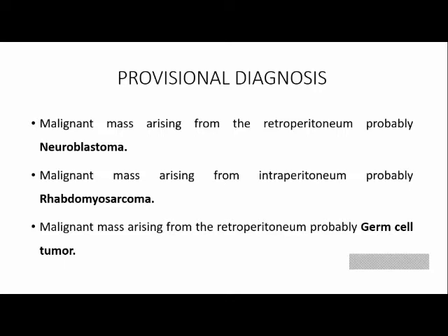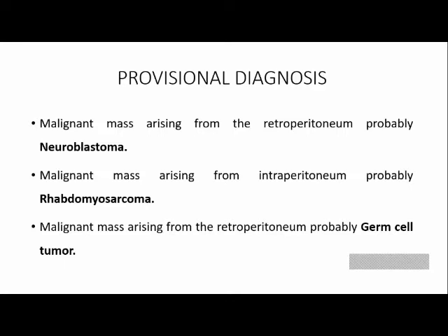We'll continue. The points in favor of neuroblastoma are a retroperitoneal large mass, pre-op chemotherapy, and crossing the midline. Similarly, these are the things which are against Wilms tumor. For Wilms tumor, it's basically the incidence and the location.